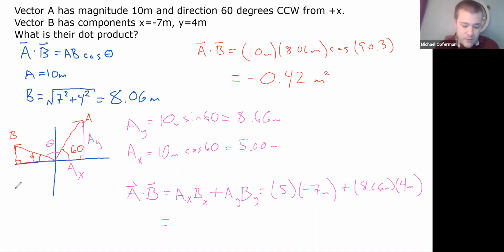So now crunch those numbers. So we'll have 5 times 7 is 35 plus 8.66 times 4. And I got minus 0.36. But this is really only good to one significant figure because of all the rounding. So we got minus 0.4 either way. Minus 0.4 and minus 0.4 with just a difference in rounding in the second significant figure. Okay, so that's how you actually do the dot product computationally.